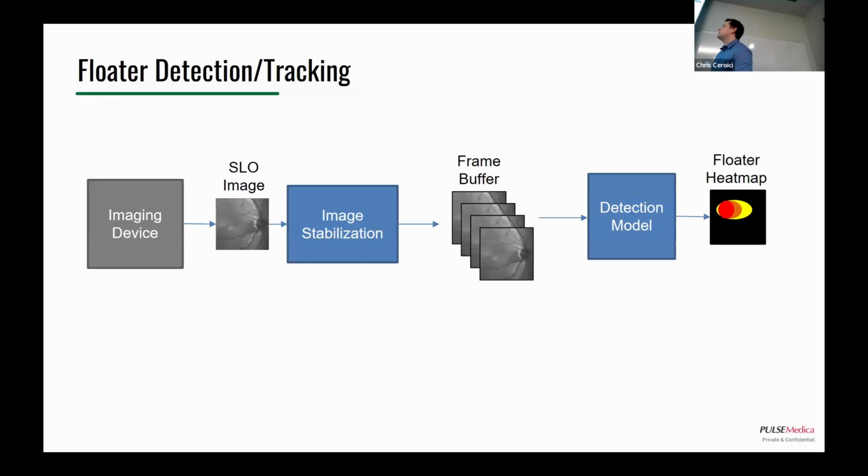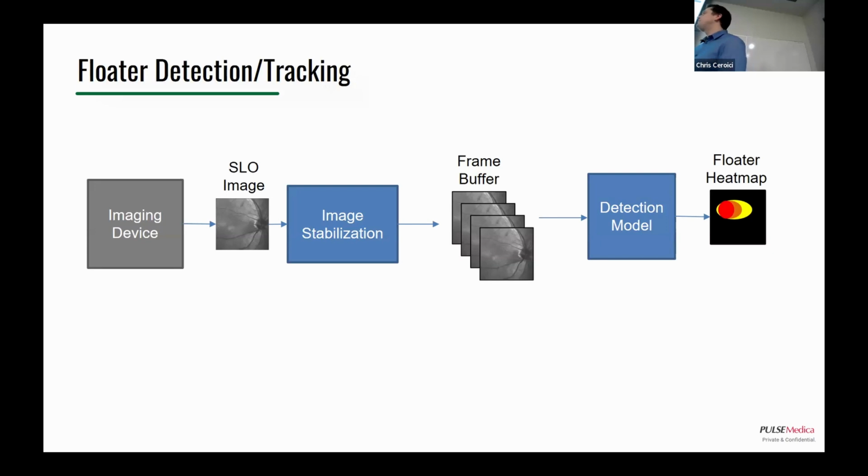So our approach has been to first stabilize these images. We want to remove all the background movement of the retina because the floaters move independently of the background retina. We then use a machine learning model. We take a buffer of images over time, since I mentioned it's really hard to tell from a single frame. We pass those through a deep learning model to generate essentially a heat map of floater detection.